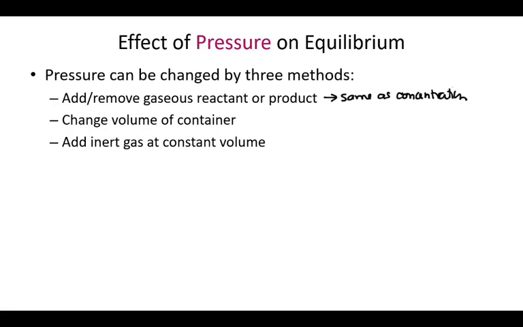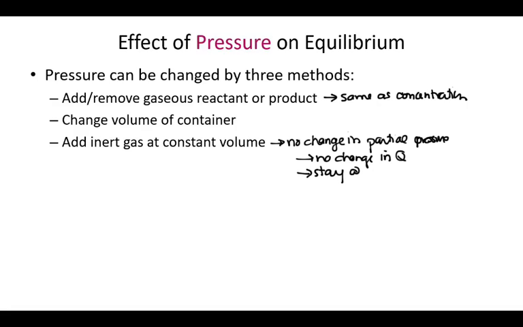The last way is that we can add an inert gas but keep the volume the same. That's going to increase the total pressure, but it's not going to change the partial pressures. So no change in partial pressure. And if it's not going to change the partial pressures, then we're going to have no change in Q, which means that basically the system is going to stay at equilibrium. So we should expect no change.